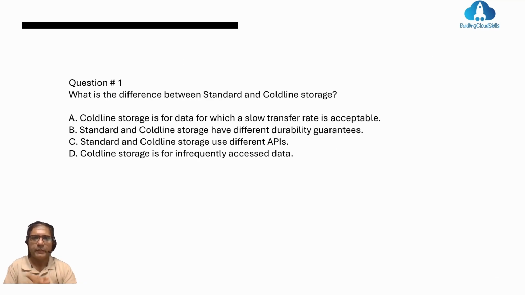Alright, so it's time for our Q&A. What is the difference between standard and cold line storage? Option A, cold line storage is for data for which a slow transfer rate is acceptable. Option B, standard and cold line storage have different durability guarantees. Option C, standard and cold line storage have different APIs. Option D, cold line storage is for infrequently accessed data.